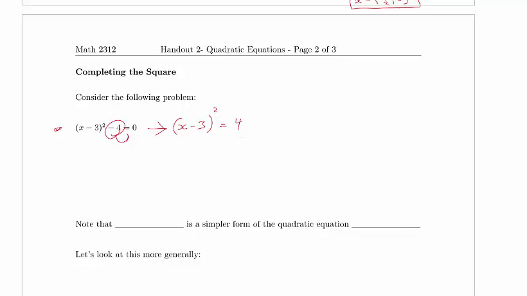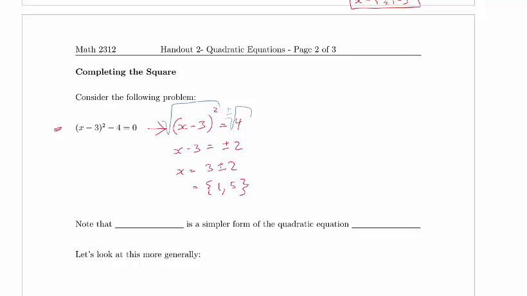Then note, all we have to do now is take the square root of both sides. When you do that, you get x minus 3, because the square root of a square is itself. And then the square root of 4 is positive or negative 2, and we should put the positive and negative right before it as well. Then when you solve it, you simply write x equals 3 plus or minus 2. Or equivalently, we could write 3 minus 2, which is 1, and 3 plus 2, which is 5.